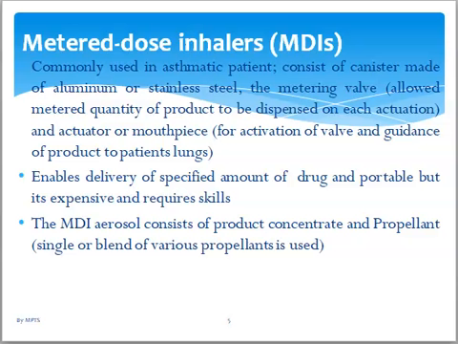The metered dose inhalers, commonly used in asthmatic patients, consist of a canister, that can, you know it, which is made of stainless steel or aluminium. Then you have the metering valve, which allows a certain quantity of product to be dispensed upon actuation, meaning activating the valve, and of course the actuator that you press to activate the valve, and the mouthpiece. So when you are using aerosols, for example those for asthma, you cannot use them constantly. You have to first shake it to fill the valve until the metering valve fills, and then you can actuate again.